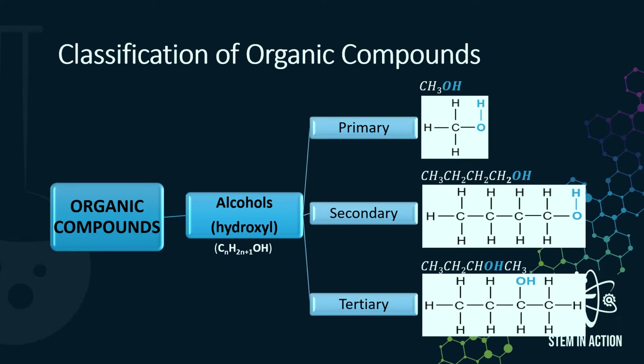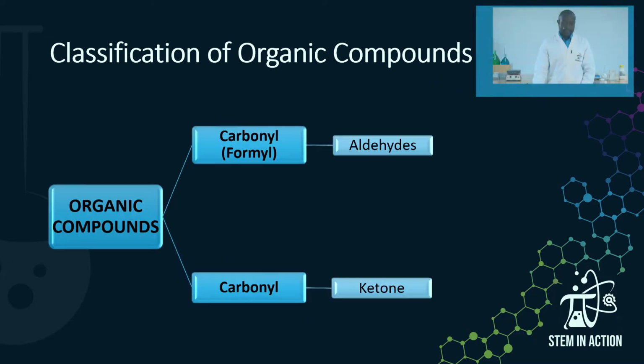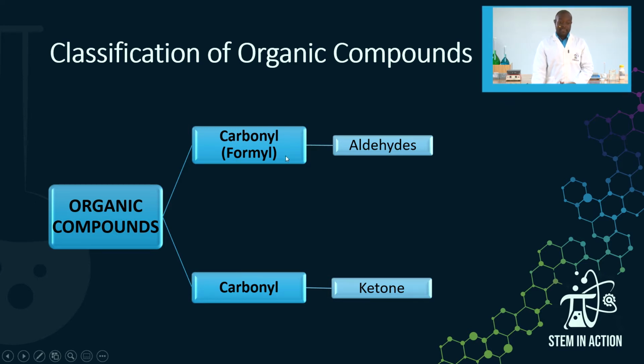We are going to move to our next class. In our next class, we have the carbonyl group. And carbonyl groups are divided into 2 types, right? We have the formal carbonyls, and then we have the ordinary carbonyls. The class under the formal carbonyls is the aldehydes, and the class under the ordinary carbonyls is the ketones.